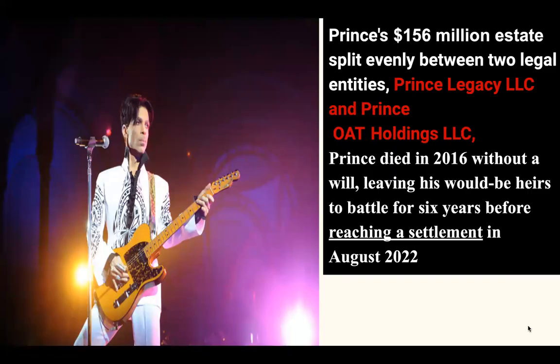Even when we're looking at Prince passing away, not having a will in place. He went through a 6-year, well, not him, his family went through a 6-year battle. When you don't have a trust in place, even if you had a will and you have probate involved, courts get involved. They went through a 156 million estate. But guess what? It was split between legal entities.